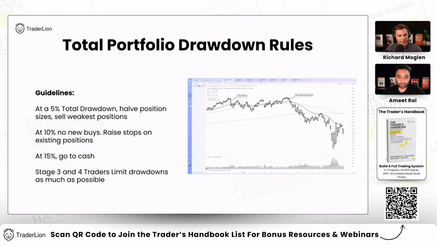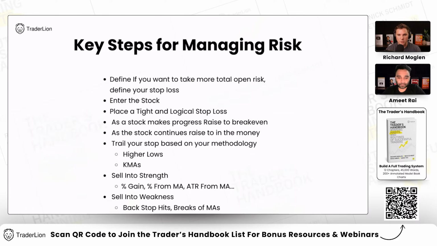So that's pretty much it for today. Just some key steps for managing risk. As you're looking at a stock and a potential trade, define if you want to take more total open risk, define the likely stop loss for that position, enter the stock. Right after you enter, place a tight and logical stop loss at a key level for your style. As the stock makes progress, you can raise that to break even. As the stock continues, you can raise that to in the money even and trail your stop at higher lows, key moving averages. You can sell to strength, sell to weakness.